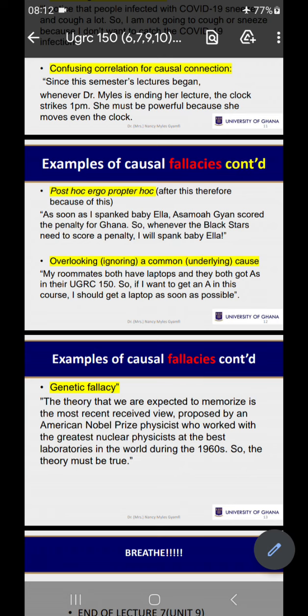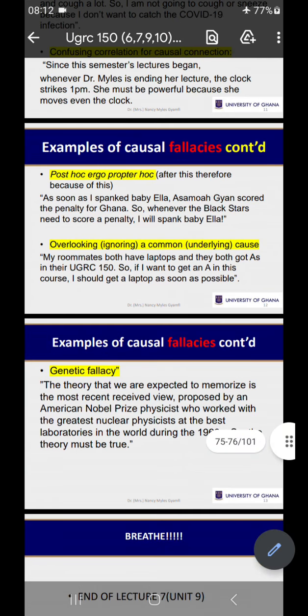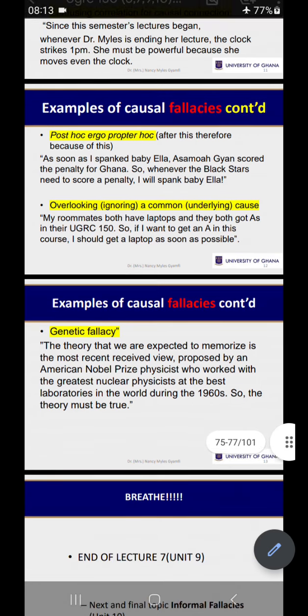You don't only attribute it to the marriage, but there are other factors that contributed to their success. That's where we say overlooking or ignoring a common cause. You have ignored the other causes, the things that could make or cause a change. You have ignored some of them and you just underline only one thing. That is what we are talking about.